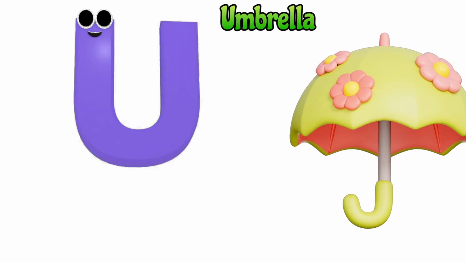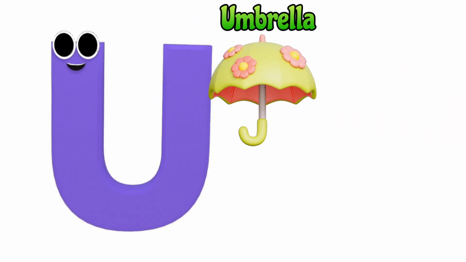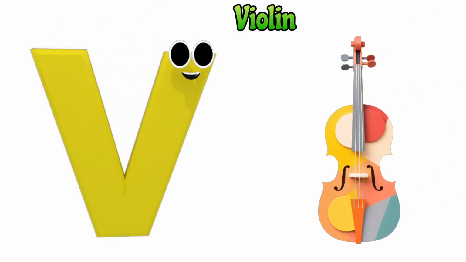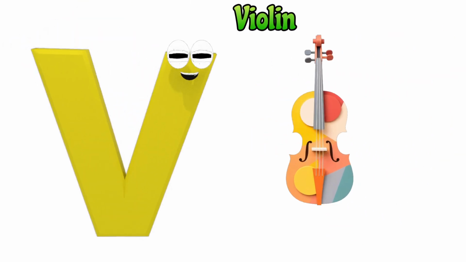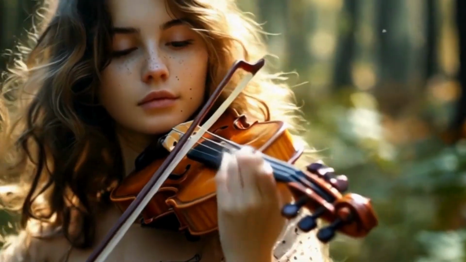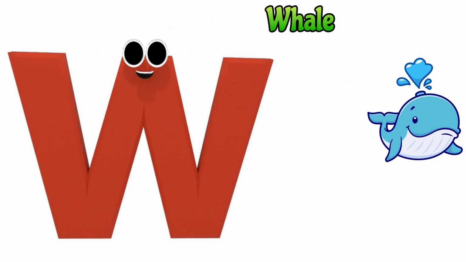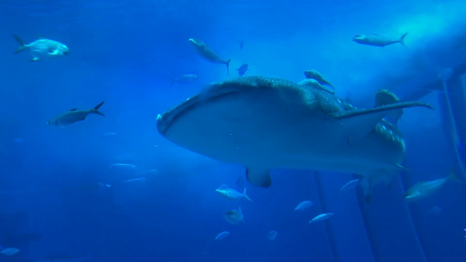U is for umbrella. Umbrella, umbrella. Rain umbrella. V is for violin. Violin, violin. Play violin. W is for wheel. Wheel, wheel. Big blue wheel.